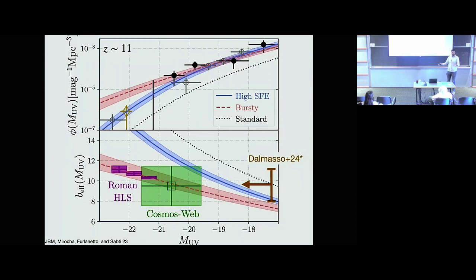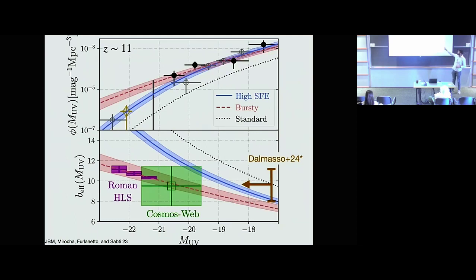And that's the kind of thing you need to do to measure a bias, to measure the 2-point function on large scales. Otherwise, you get into this one-halo term where there's a lot of information that is harder to extract. I wanted to highlight this data point from Dalmasso, which actually came up in Mark's talk before.